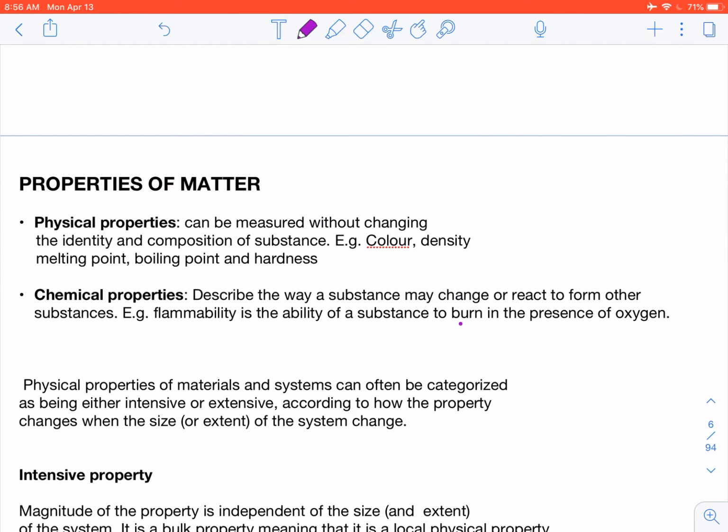Now let's look at the properties of matter. We look at the physical properties and the chemical properties. Physical properties can be measured without changing the composition of the substance. Properties like color, density, melting point, and hardness can be measured without changing the composition of the substance. Chemical properties, on the other hand, may change or react to form other substances.